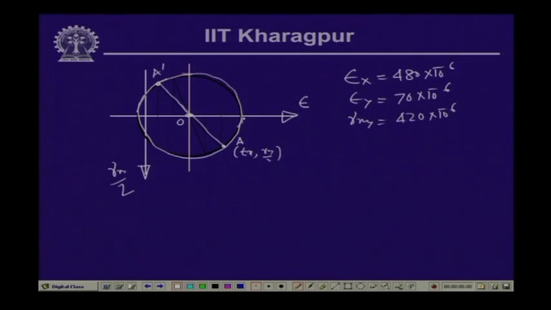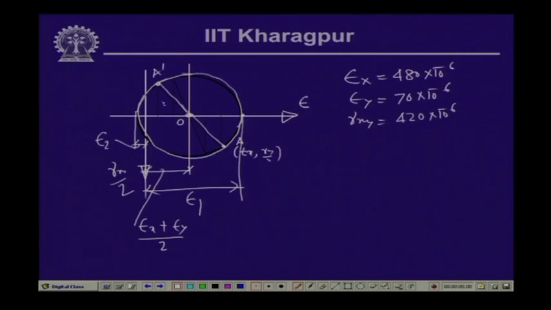Now, this particular point indicates the value of the maximum strain, which is the principal strain epsilon 1. This strain is the minimum normal strain, which we call epsilon 2. As we have seen, the distance of the center from the origin is equal to epsilon x plus epsilon y by 2, and the distance between these 2 points A dash, as we have seen earlier, is epsilon x minus epsilon y by 2. Now, if we designate them, let us say this is B, this is B dash, and let us call this O dash, and this x and this y.